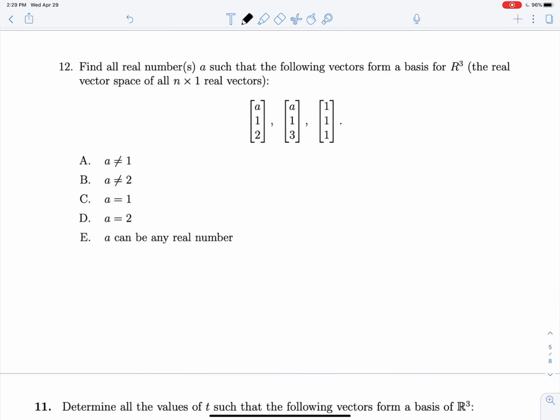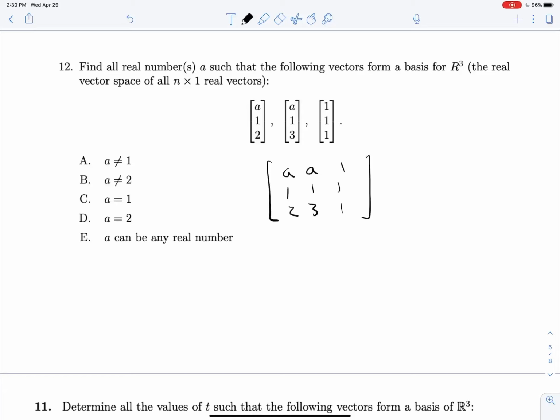12, let's find all real numbers A such that the vectors form a basis for R3, the real vector space of all n by 1 real vectors. I'm pretty sure that this is a typo here. This should be 3 by 1 real vectors, but that doesn't particularly matter. So what can we do here? Let's make this into a matrix. A, 1, 1, 1, 1, 2, 3, 2, 3, 1.